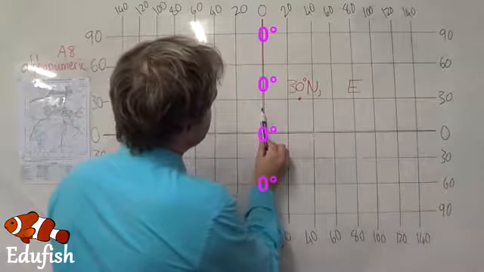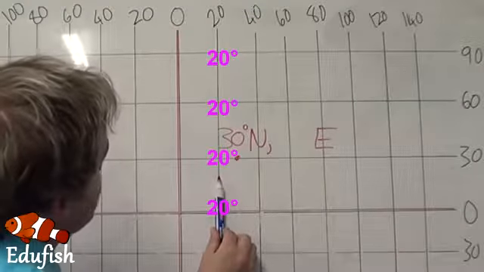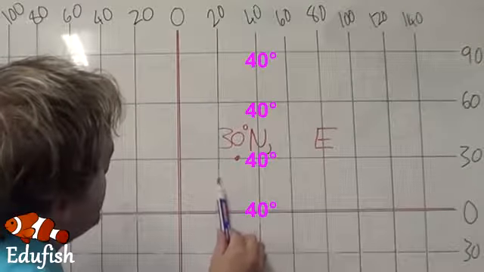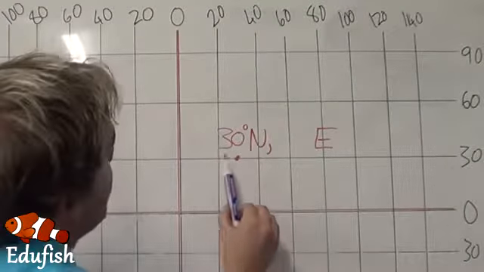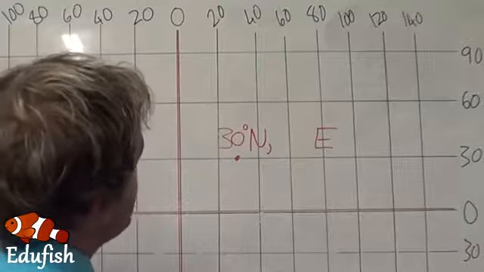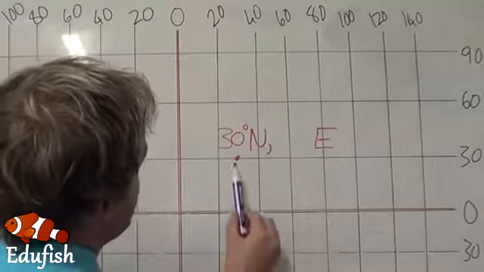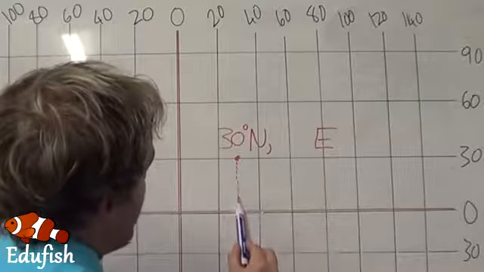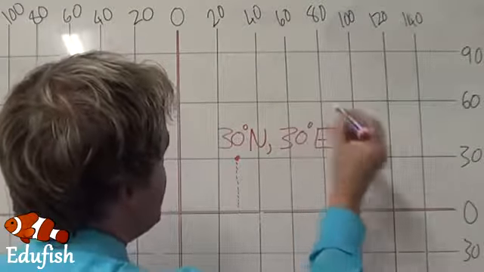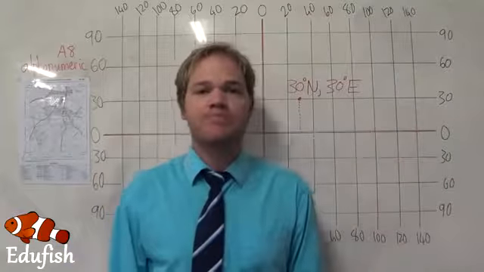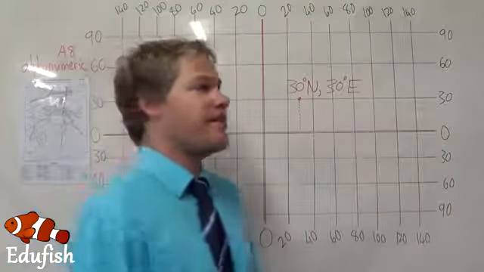Here is north, there is 20, and there is 40. And now we see that it's more or less halfway in between 20 and 40 degrees east. So obviously it's going to be 30 because 30 is exactly halfway in between. So it's 30 degrees north and 30 degrees east. As simple as that. Now let's do another example.